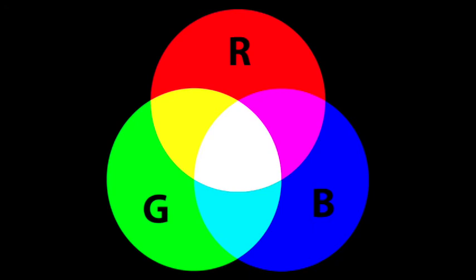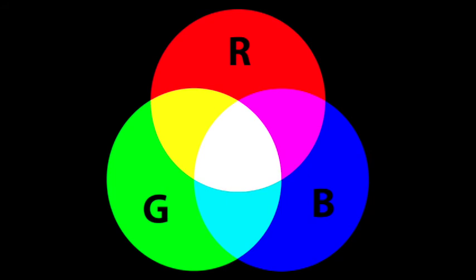Now, in light, there are three primary colors: red, green, and blue. And when you combine them, you get white light. Now, there's also complementary colors, which are a direct result of combining the primary colors.